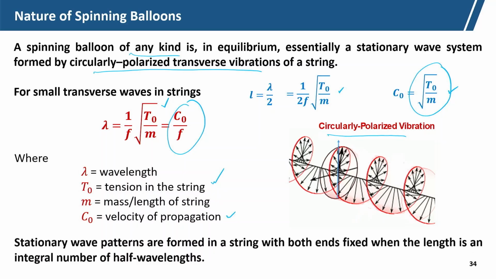The stationary wave pattern is formed in a string with both ends fixed. So, if we fix both the ends, when the length is an integral number of half wavelengths, for that case we can get the stationary wave pattern.